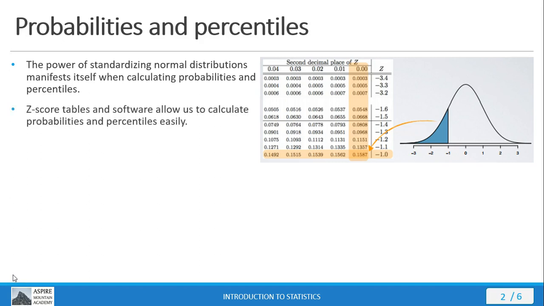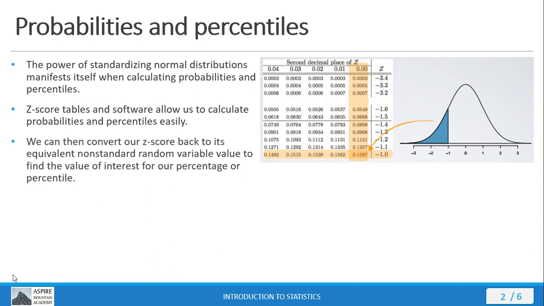So regardless of which way you do it, it's pretty simple to get the probabilities and percentile values that you're looking for. So again, you can convert your z-score back to its equivalent non-standard random variable to find the value of interest. You can do that the old school way, or you can do it using StatCrunch.